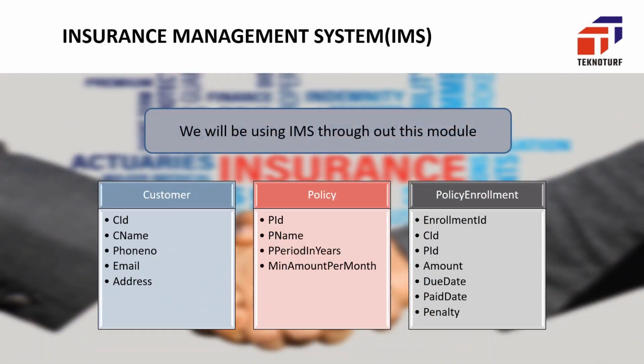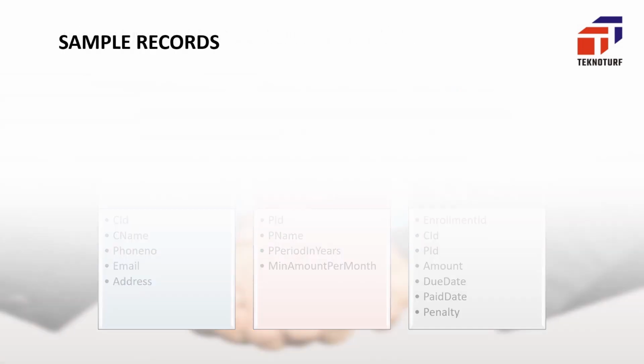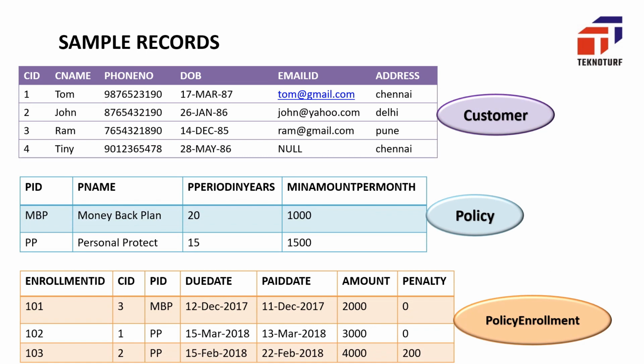We will be using an insurance management system throughout this module. There are 3 tables used in IMS. First, a customer table will store the information of each customer. Second, a policy table will store the information about each policy plan available in the insurance. Third, the policy enrollment table will store the information about the policy taken by a customer. Here are listed sample records available in the customer, policy and policy enrollment tables.